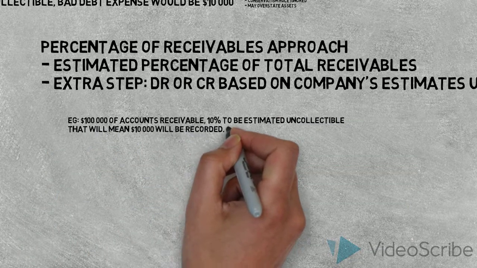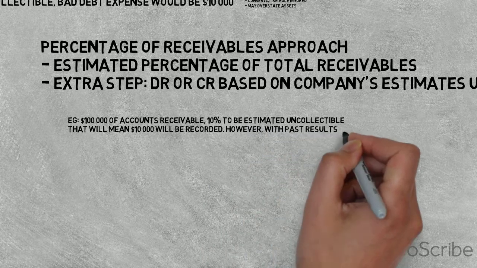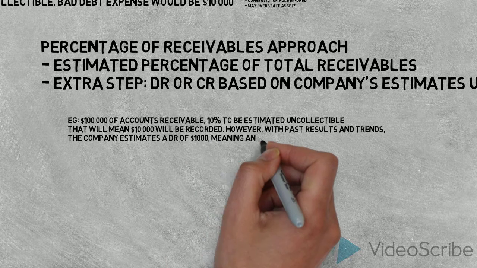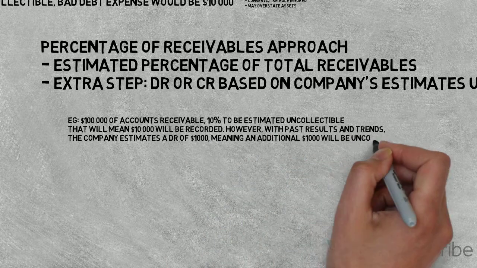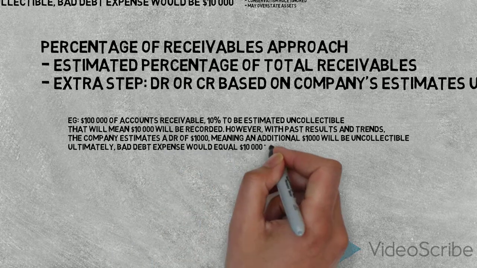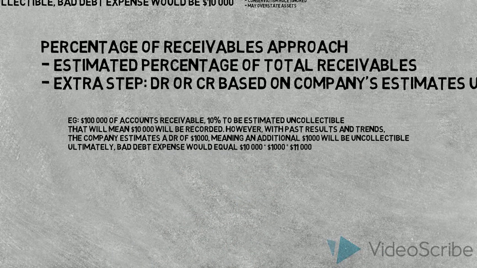However, with our extra step, we must use past results and trends to find out whether it will be more or less. Here is a debit of $1,000, meaning an additional $1,000 will be uncollectible. Ultimately, bad debt expense would equal $10,000 plus $1,000, equaling $11,000.